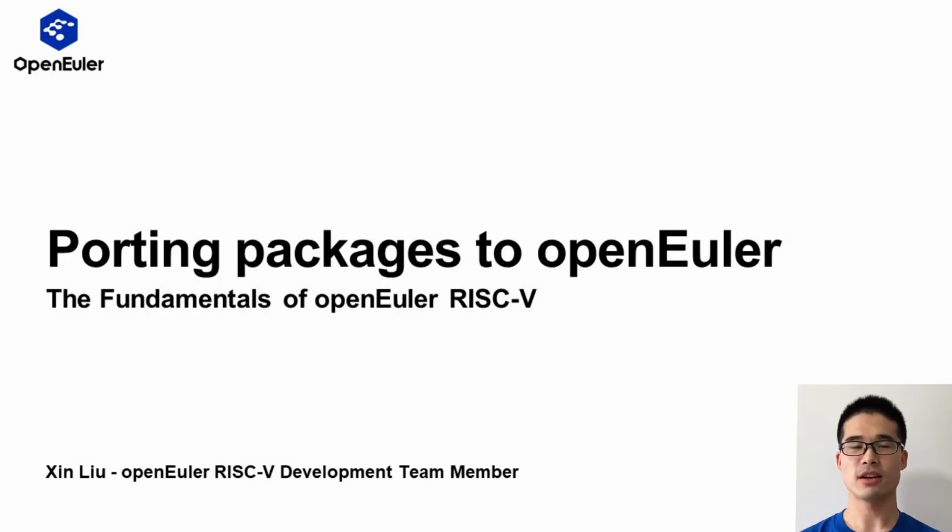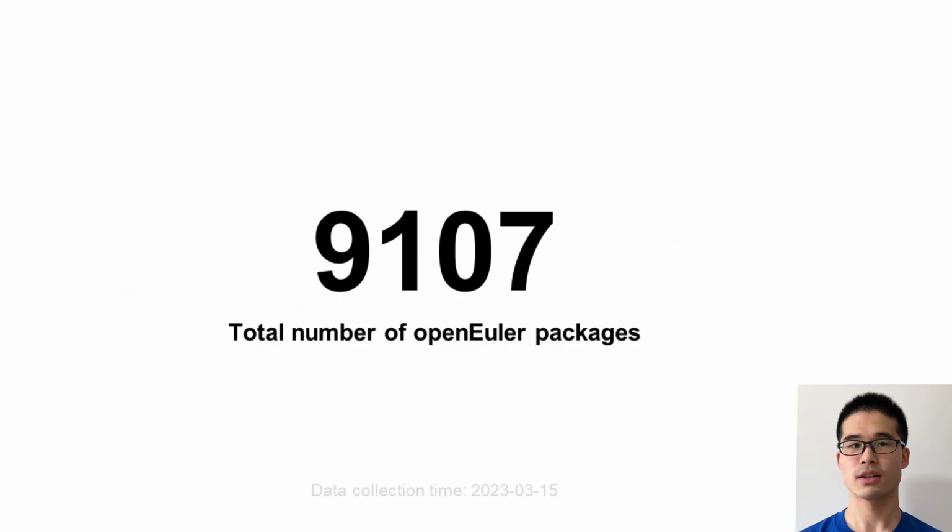Hi, my name is Xin Liu, and I'm currently an OS development and porting engineer at openEuler RISC-V. The fundamentals of a Linux distribution are packages. Currently, openEuler has more than 9,000 packages, and maintaining that amount of source code is not easy, let alone creating a separate repository to maintain and synchronize it.